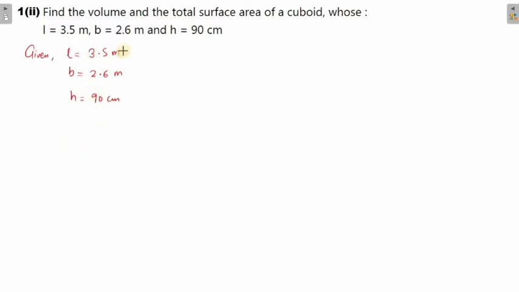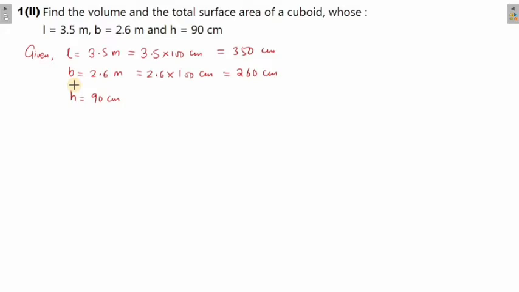Now see, your units have to be the same. You have to keep that in mind. So let's convert meter into centimeter. If you convert meter into centimeter, you have to multiply by 100. So we have 3.5 into 100 centimeter. Similarly, this becomes 2.6 into 100 centimeter. When you multiply 3.5 into 100, you get 350 centimeter, and similarly your breadth is going to be 260 centimeter.